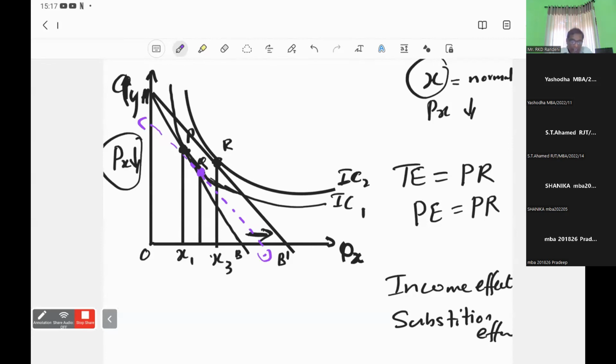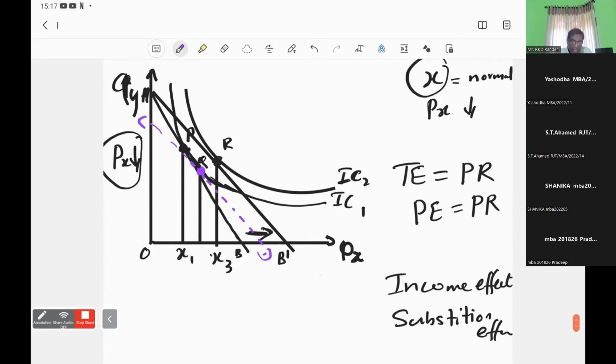Or you can drag the AB budget line down here. You can drag the AB dash budget line here, to get the tangent point, that Q.